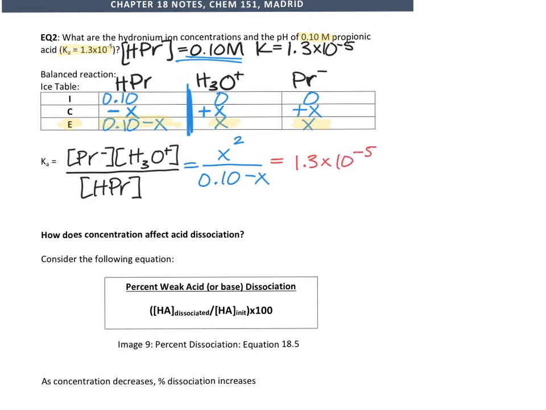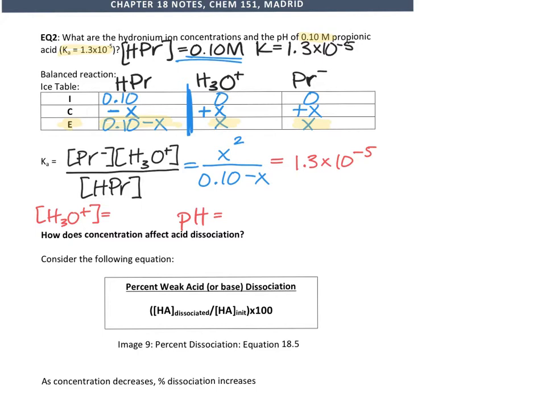So at this point, it's really helpful to ask, okay, what are we actually looking for in this problem? This problem is asking us for hydronium concentration. Okay, so that's one thing, H3O plus. It's also asking us for pH. pH is equal to what? All right, so what in the problem would actually give us these two numbers?